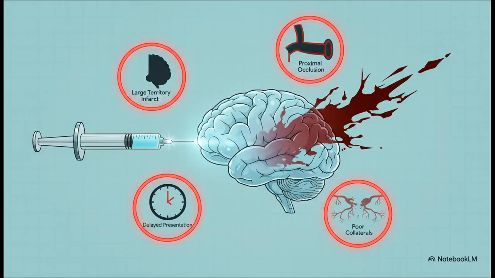Now, speaking of treatment, before you even think about giving tPA, the clot buster, you have to weigh the risk of causing a bleed. So you have to check for these red flags right here. A huge territory involved, a clot that's way up in the vessel, a delayed presentation, or poor collateral blood flow. Any of these things dramatically cranks up the risk of that stroke turning into a hemorrhage.